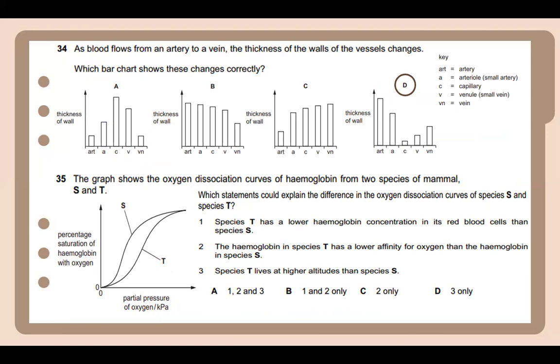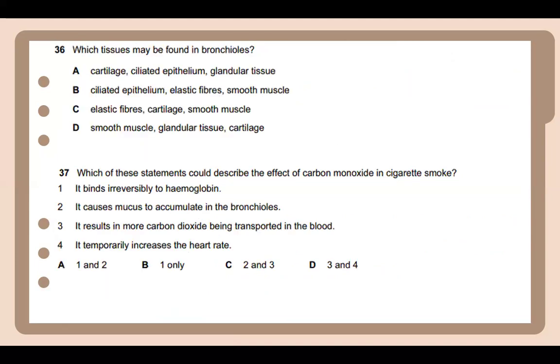The graph shows the oxygen dissociation curve of haemoglobin from two species of mammal, S and T. Which statement could explain the difference in the oxygen dissociation curves of species S and species T? The answer is statement 2. The haemoglobin in species T has a lower affinity for oxygen than the haemoglobin in species S.